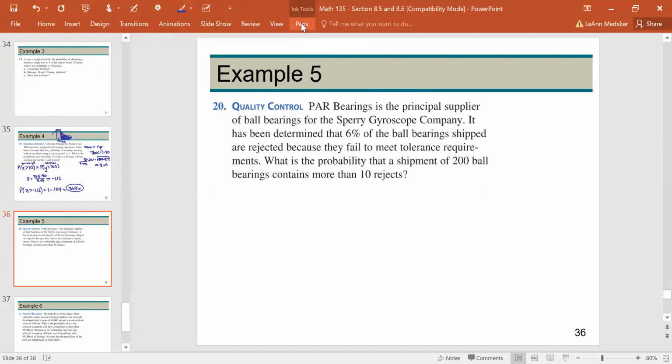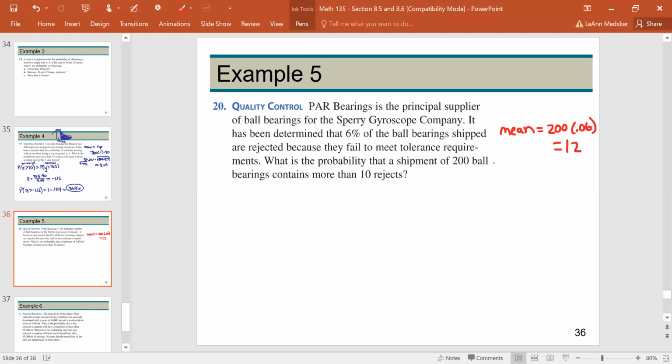So again, the question is, are we including the 10 or not? But let's go ahead and get our mean. So our mean is that we have the number of trials is 200. That's how many balls are in the shipment. And there's a 6% chance that there is going to be a reject because we're saying reject is success here. So 200 times 0.06 actually comes out to a nice even number.